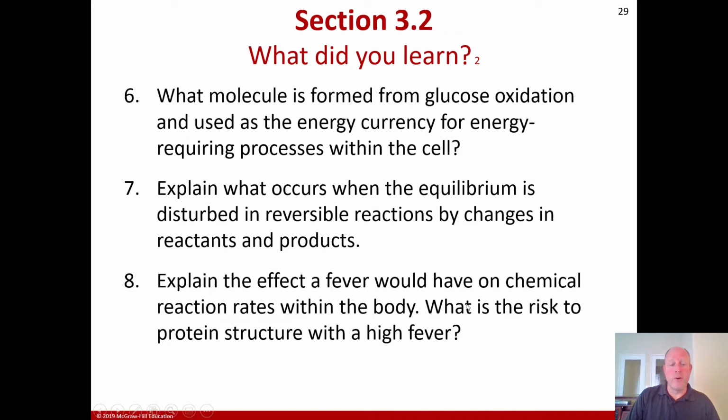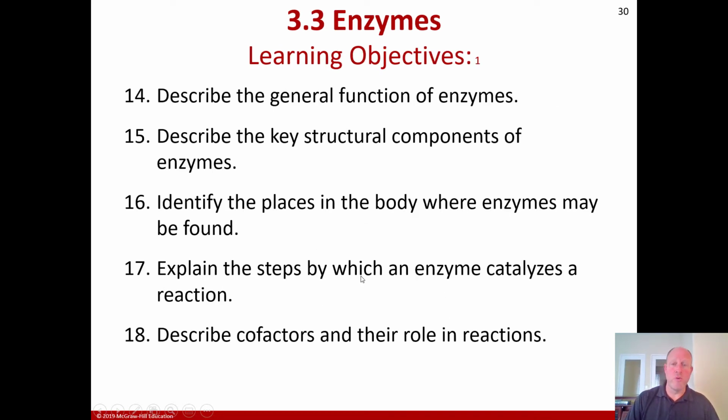Explain the effect a fever would have on chemical reaction rates within the body. What's the risk to protein structure with a high fever? Well, as we increase temperature, the risk of proteins denaturing or unraveling becomes higher. And when protein unravels, it affects all tissue, because protein is part of every cell, and cells can die, which is obviously not what we want, which is why high fever is not a good thing, right? Generally speaking, for cell life, we're talking about a significantly high fever, okay? That said, that is section 3.2. We'll come back to enzymes in section 3.3 shortly.